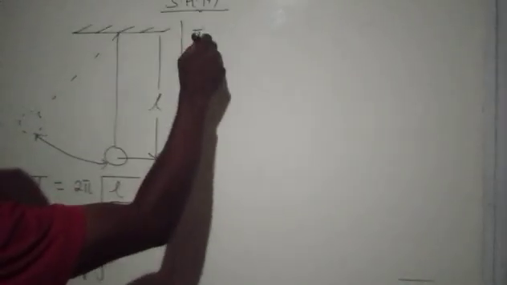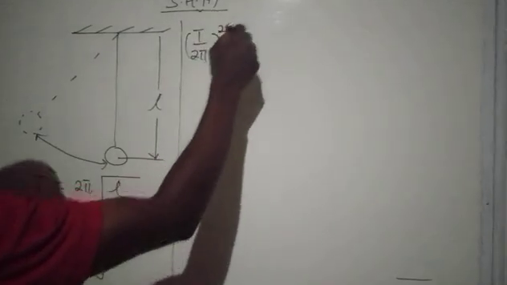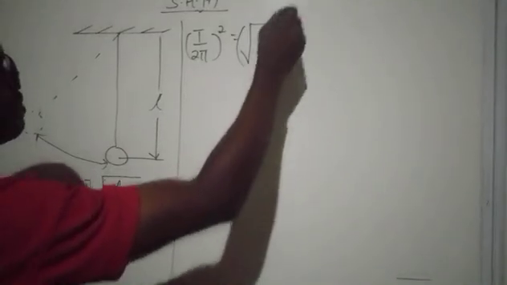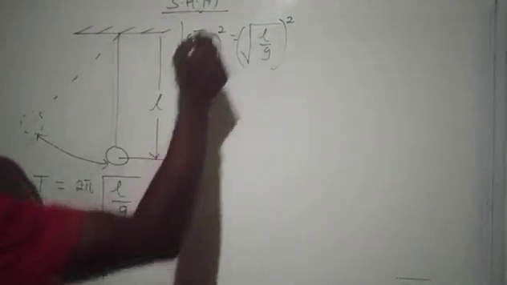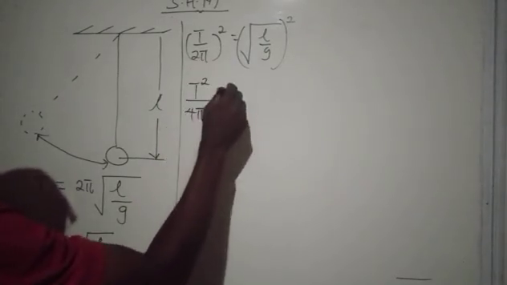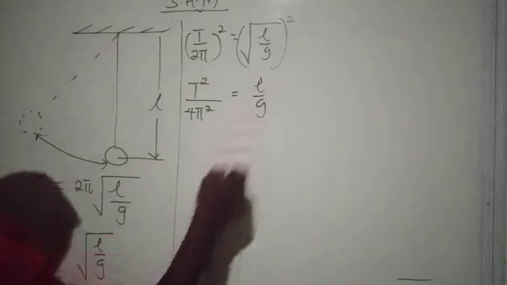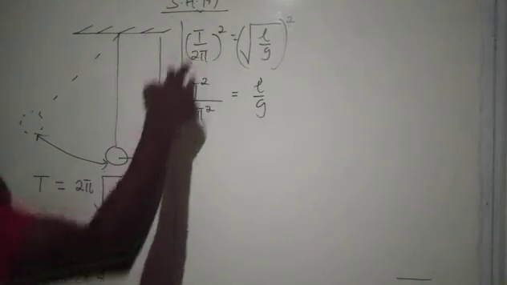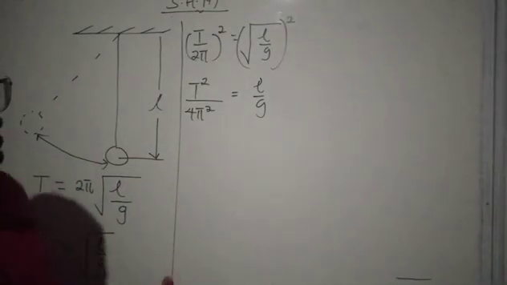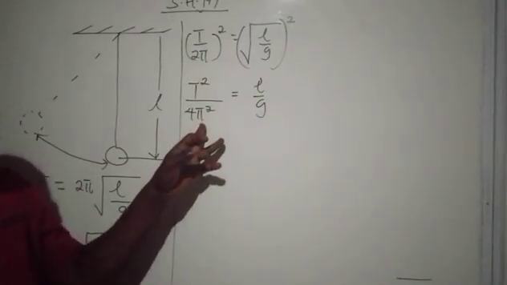So in order to remove this square root, we are going to square both sides, and when we do that, it's going to give us T over 2 pi all squared will be root L over g, everything squared. So the square will cancel this square root, and we are going to have T squared over 4 pi squared is equal to L over g. So you can see that we have been able to get T squared over 4 pi squared is equal to L over g.